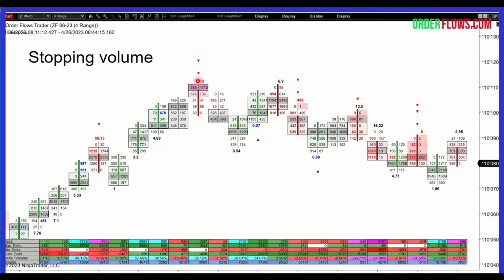That's information you're only going to see by looking at the order flow. If you're looking at a normal candlestick chart, you're not going to pick that up at all because you're not looking at the volume. That's why I spend a lot of time harping on the importance of volume, because volume does matter.